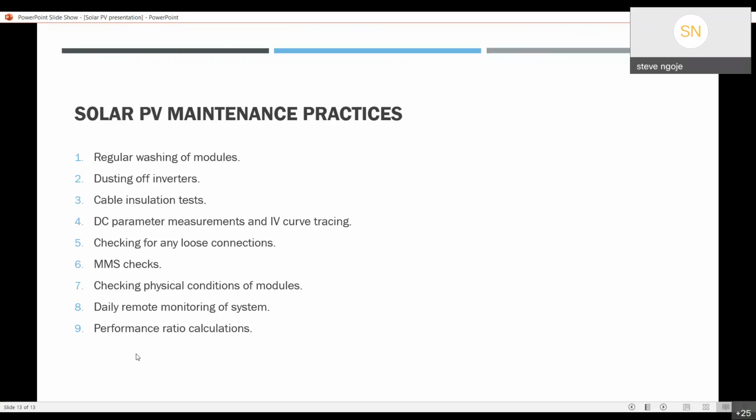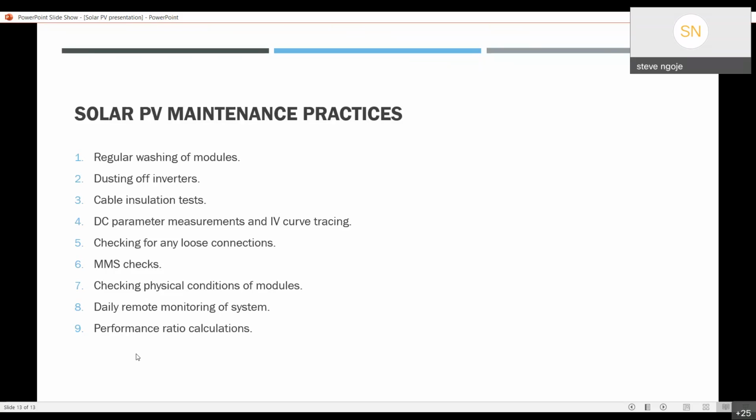DC parameter measurements and IV curve tracing. Again, this is something you have to be on top of. Maybe your module is safe today and working properly, but 3 months later you don't know what happened to it. If you have an array of thousands of modules, the only way you can know if you have a problem with any string is if you do these measurements. Some inverters will tell you, but if it's small scale, it's still important for you to do this.